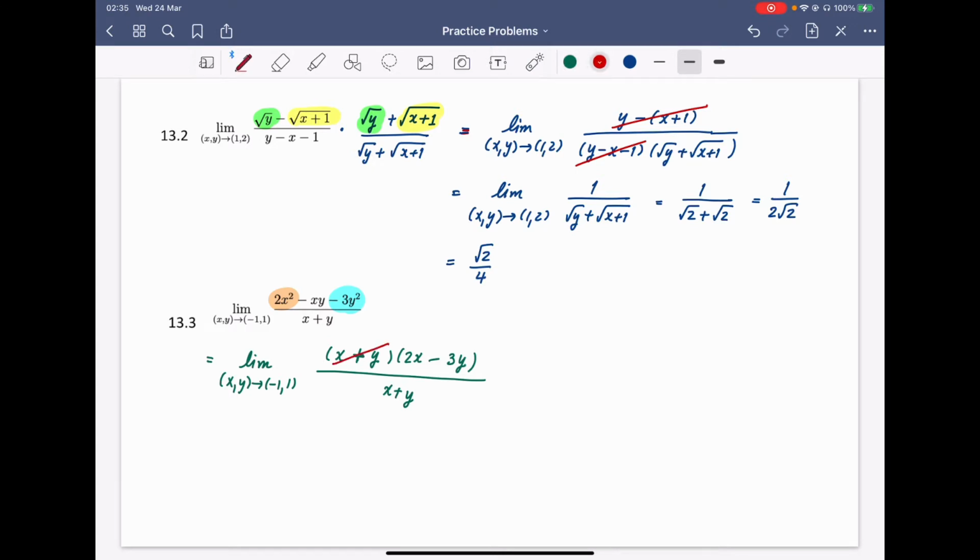Alright, for sure something cancels out again, and this is going to be just 2 times -1 minus 3 times 1, and this is actually -2 minus 3, which is -5. This will be your final answer. So I consider example 12 and example 13 as easy ones. If you see this question on the exam, this is supposed to be an easy one.